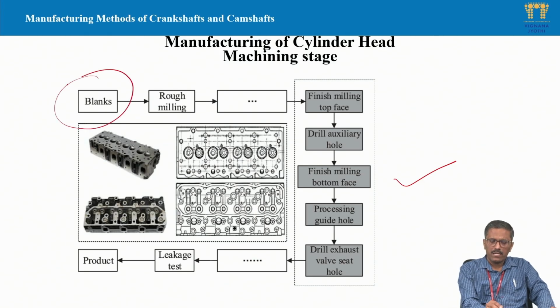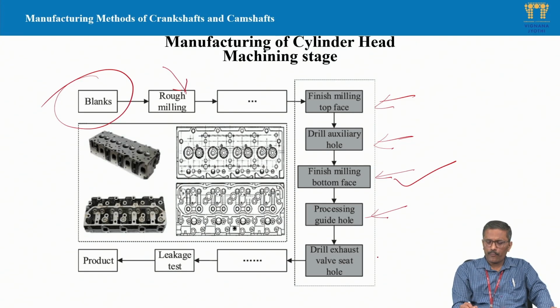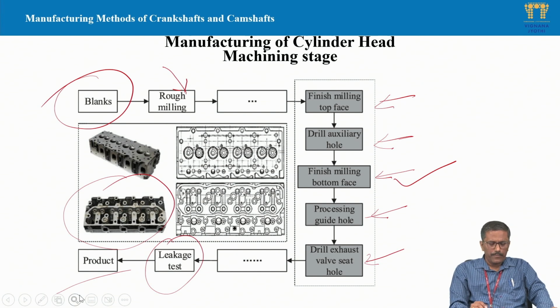So first we take the blank material or raw material, and then we go for the milling process, then finish milling, drilling of auxiliary holes, finishing of the milling bottom surface, and then processing of guiding holes, and then drilling of the exhaust valve seating hole. After making all this, we go for the leakage test, and then the component is dispatched to the stores.